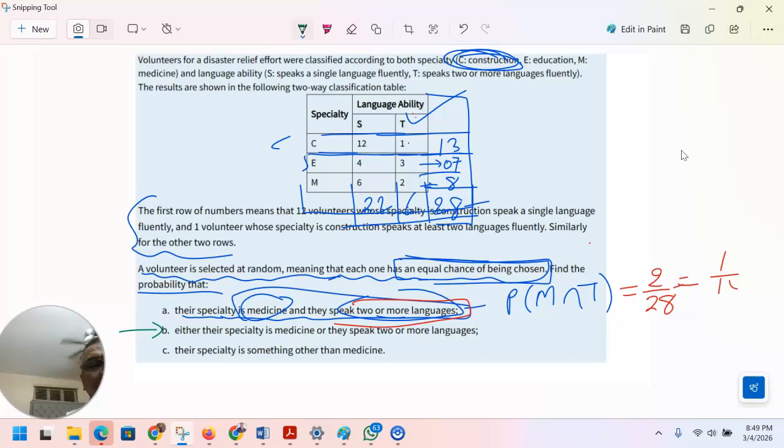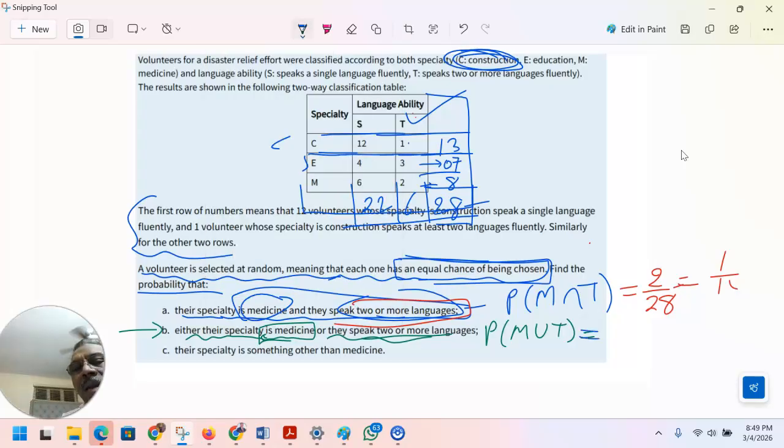So when you pick a student, the specialty is medicine. Now see this, this one says it. What's the difference with the first one? The difference between the first one and the second one is the union. So how do we do this?